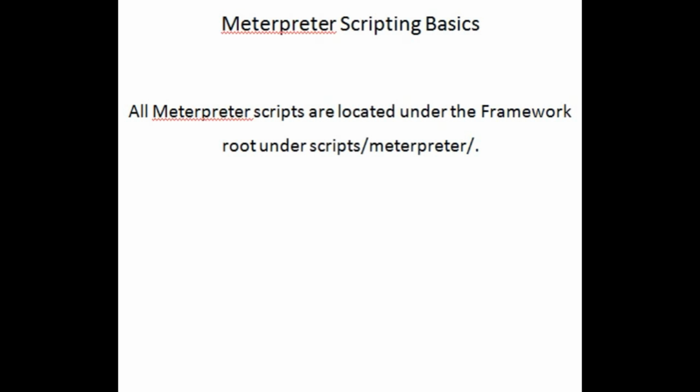Metasploit scripting basics. All Metasploit scripts are located under the framework root under scripts/meterpreter. To show a listing of all scripts, press the tab key in a Metasploit shell, enter run and press tab again. Let's set up a simple Metasploit script and then build our own. We will explore the multiscript inject script that injects Metasploit shells into different processes. To begin, take a look at the script in Metasploit to see what flags and syntax are included.